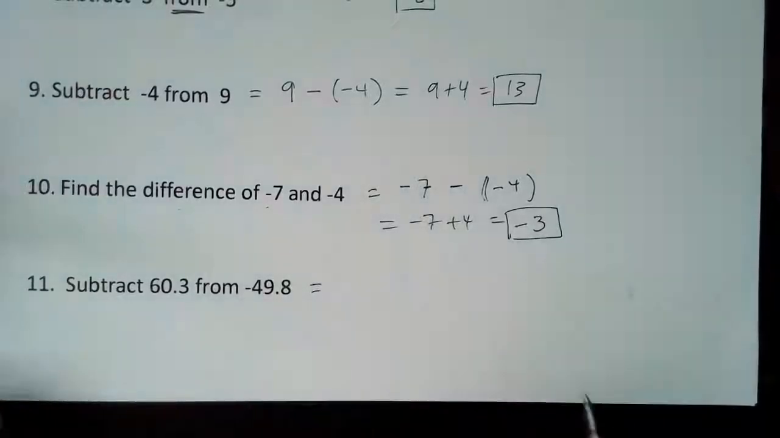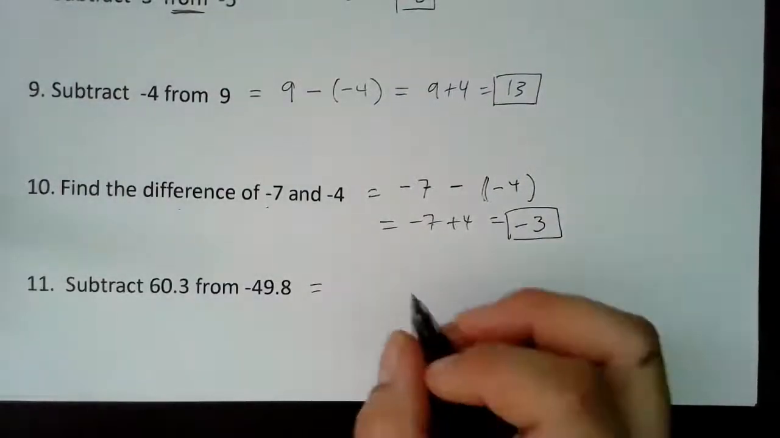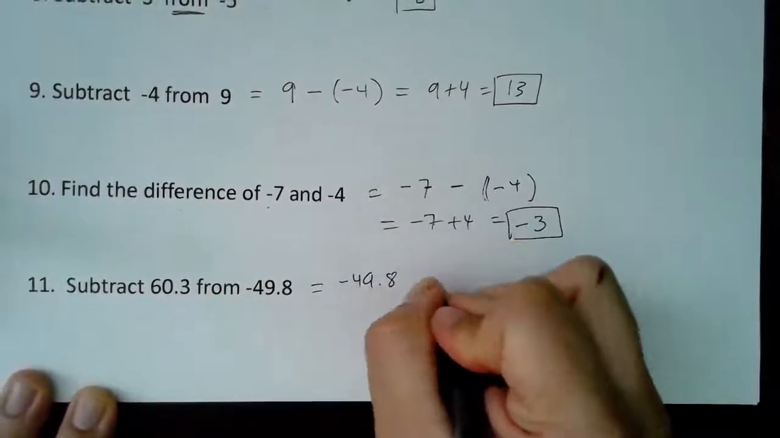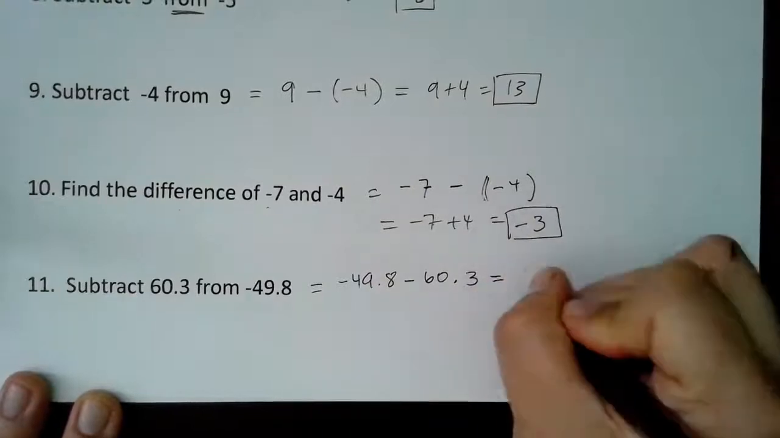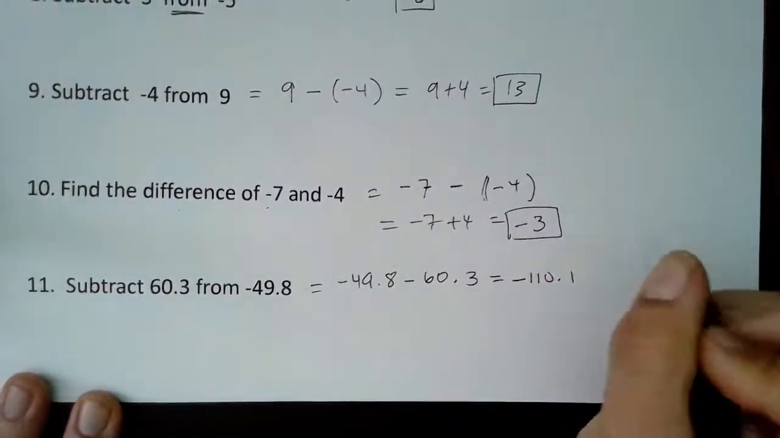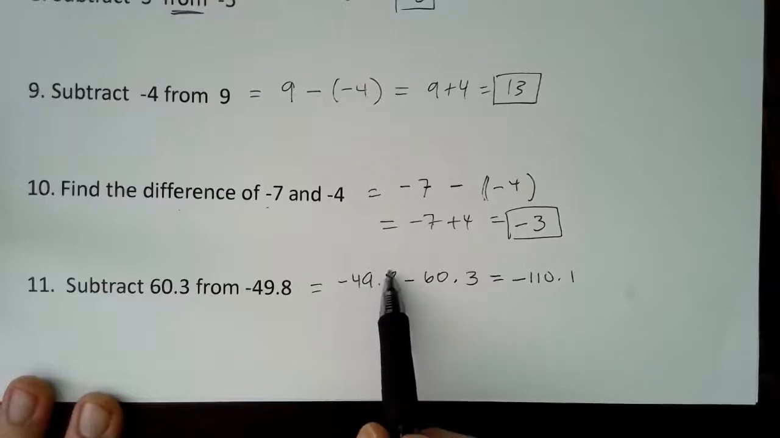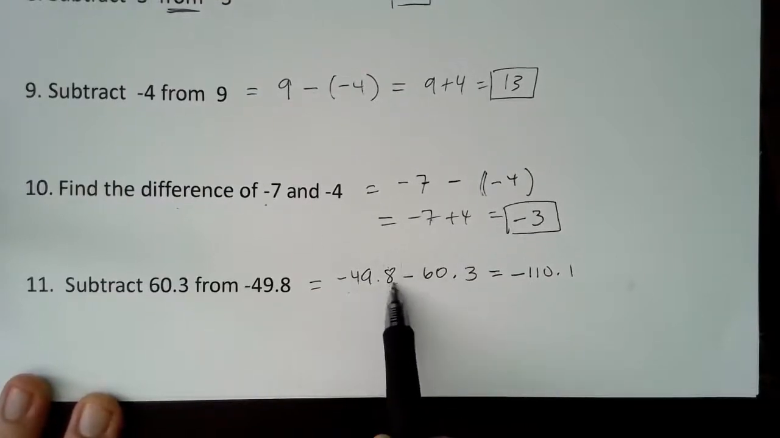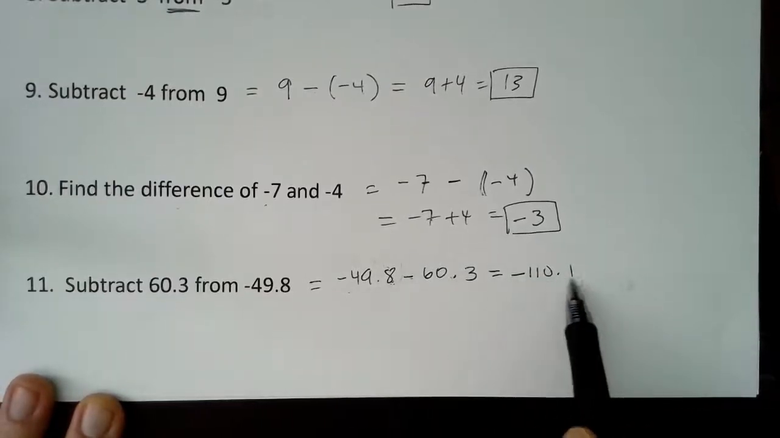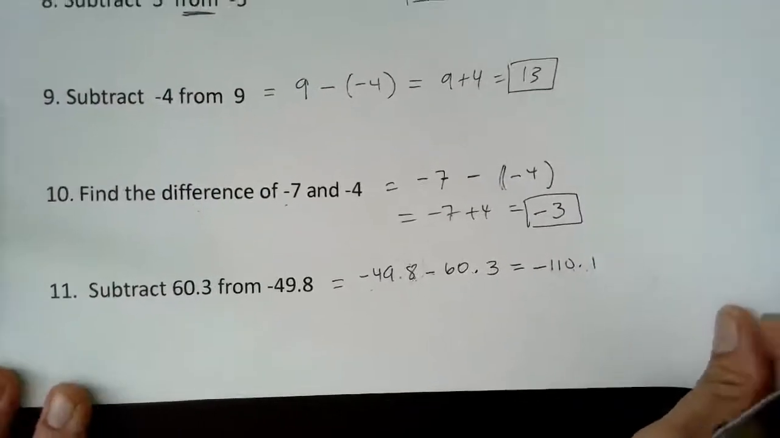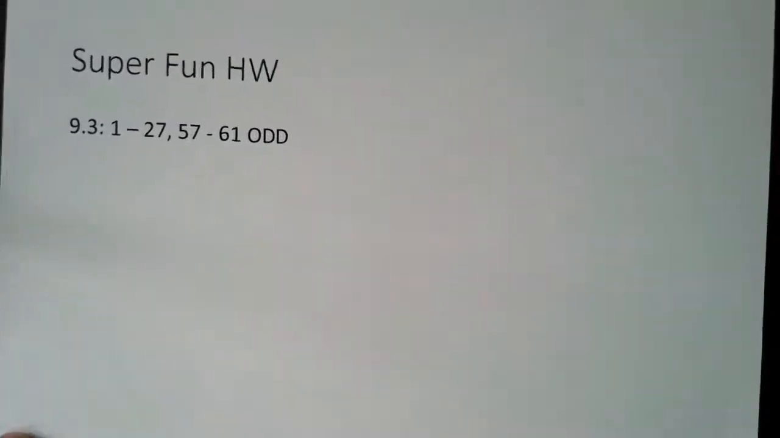So subtract 60.3 from negative 49.8. That's going to be negative 49.8 minus 60.3. Okay, so basically you're going to add these two because they're both negative. So you're doing 49.8 and then you're going to add 60.3, but you're going to keep it negative, okay? So that's a negative 110.1, which makes sense though, right? Because let's imagine you had negative $49.80 in your bank account and you made a withdrawal of $60.30. You would end up with a negative amount, right? It's more negative, okay?